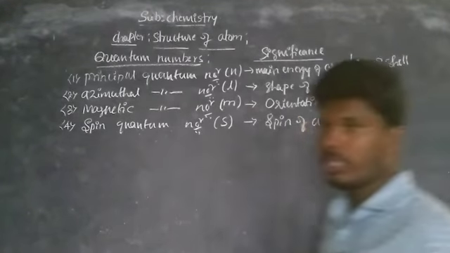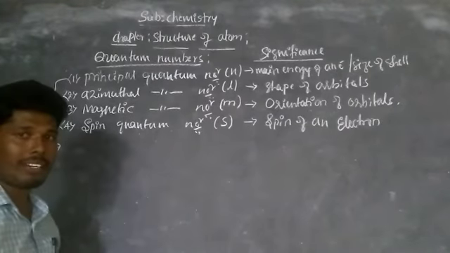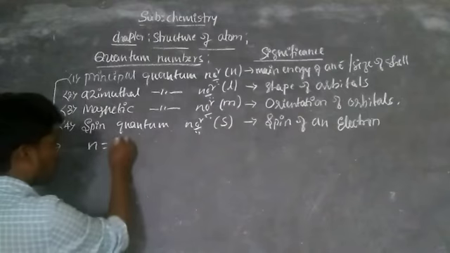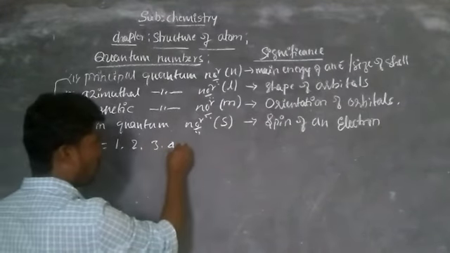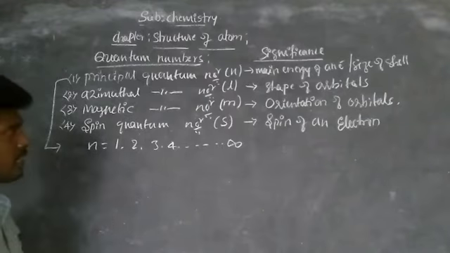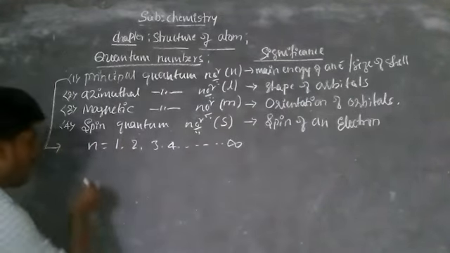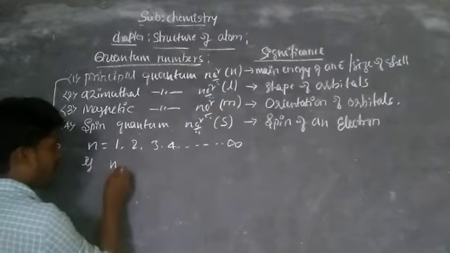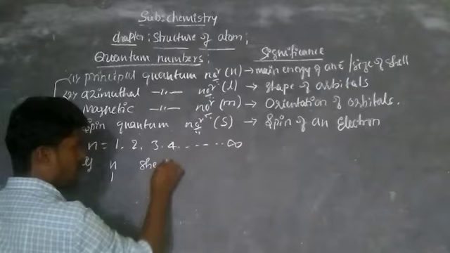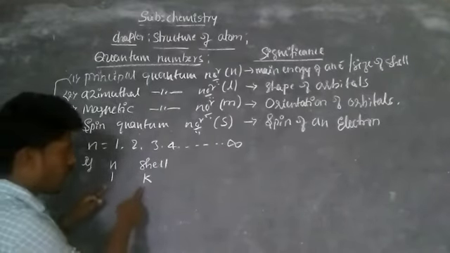Now take the first one, the principal quantum number. This principal quantum number signifies the main energy of an electron. It is indicated by n. The n values are given as 1, 2, 3, 4, and so on up to infinity. These are the main energy levels. These numbers indicate the size of the shells. If the n value is 1, then the shell is called K shell.